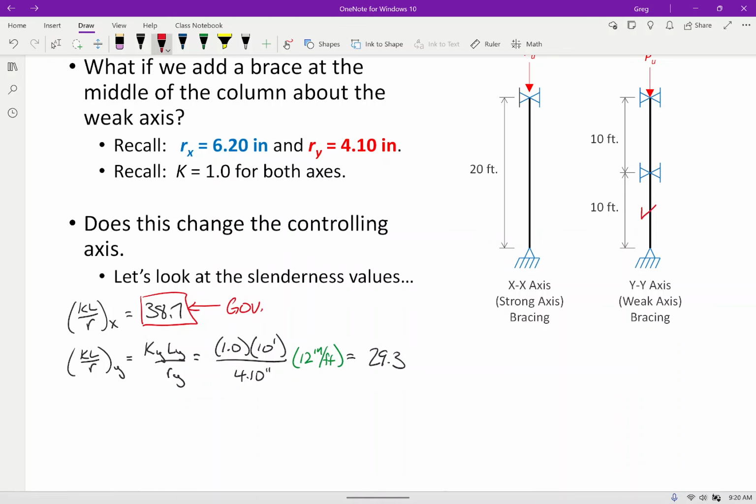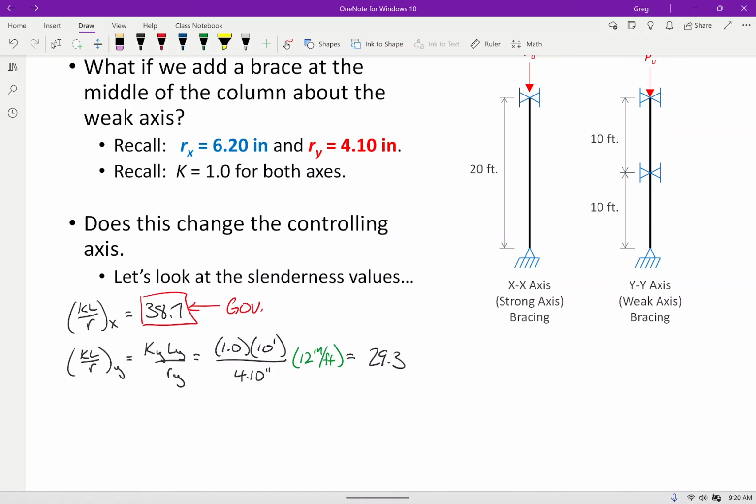If that's the case, then here's a follow-up to that. Would adding braces here help? No, they wouldn't help, right? Because in the end, I could brace this like crazy and this is still going to govern. All we're going to do is drop this term, but this one's still going to govern. So there's a point when adding those braces along that weak axis isn't really going to help. Does that make sense? Any questions so far?